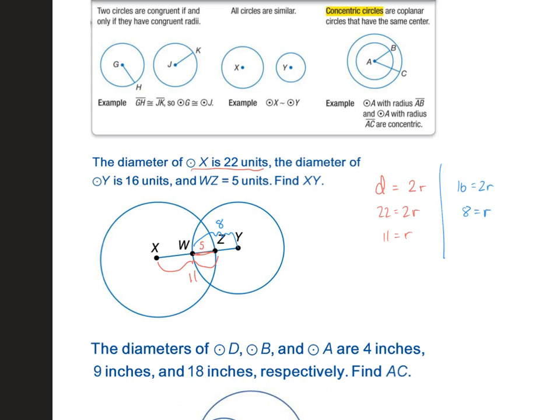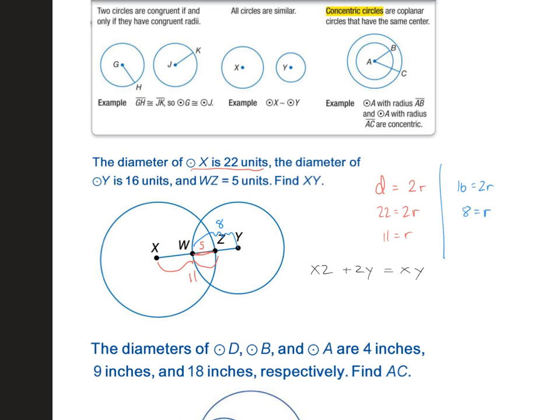So it says I need to find the distance from X to Y. So thinking back to what we learned early in the year about the segment addition postulate, if I say XZ plus ZY, that equals XY. So I'm going to write that down. XZ plus the length of ZY equals XY. But there's a problem.